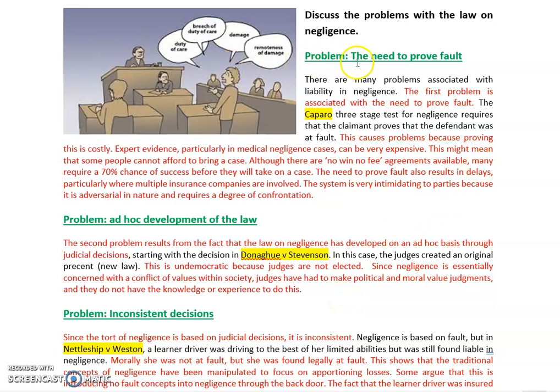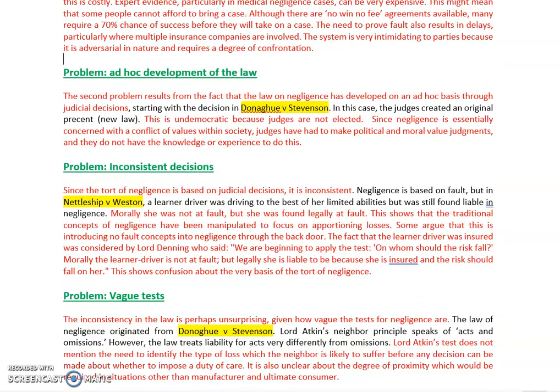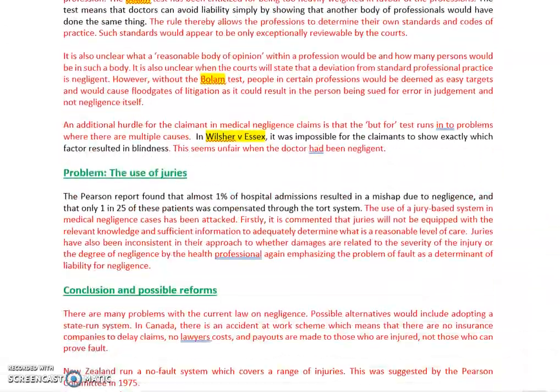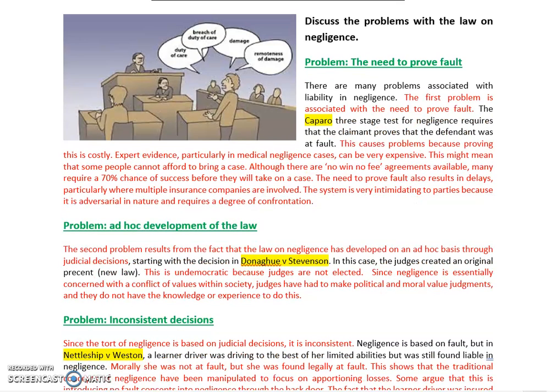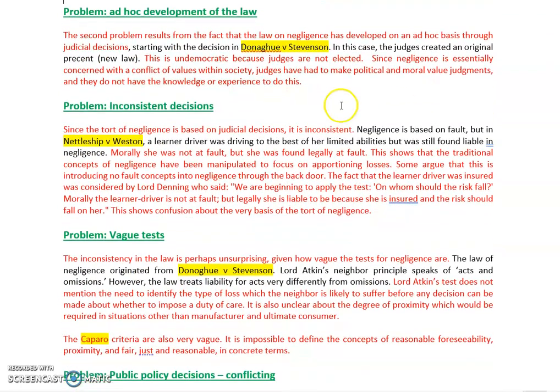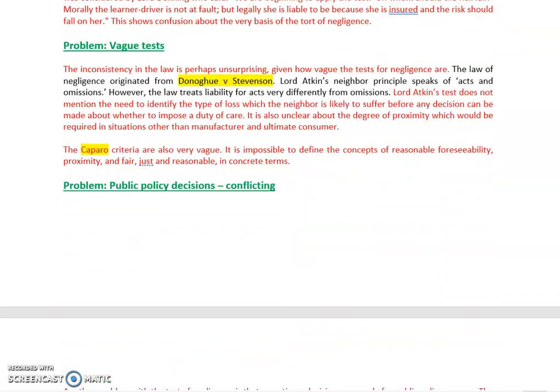But you'll see in the green font there, I've highlighted what the key problems are with the law on negligence. And you might like to take those and write yourself a bullet point plan with them. So the key problems are the need to prove fault, the fact that the law has developed in an ad hoc or case-by-case basis, that we have a lot of inconsistent decisions in the law, we have a lot of tests that a lot of the time are quite vague and difficult to predict the outcome of.